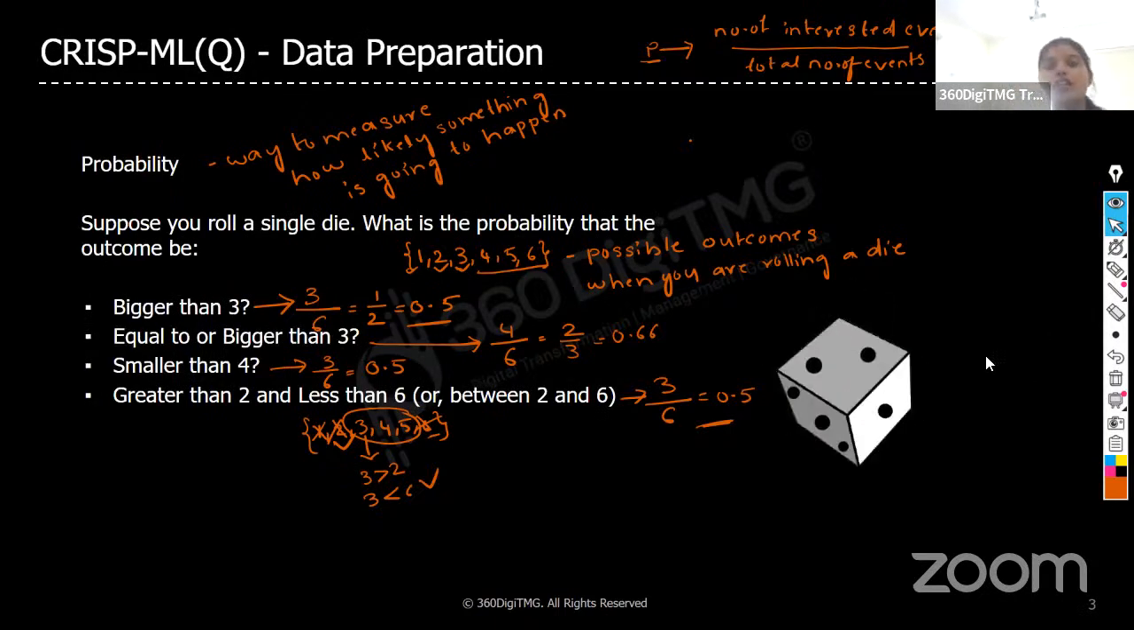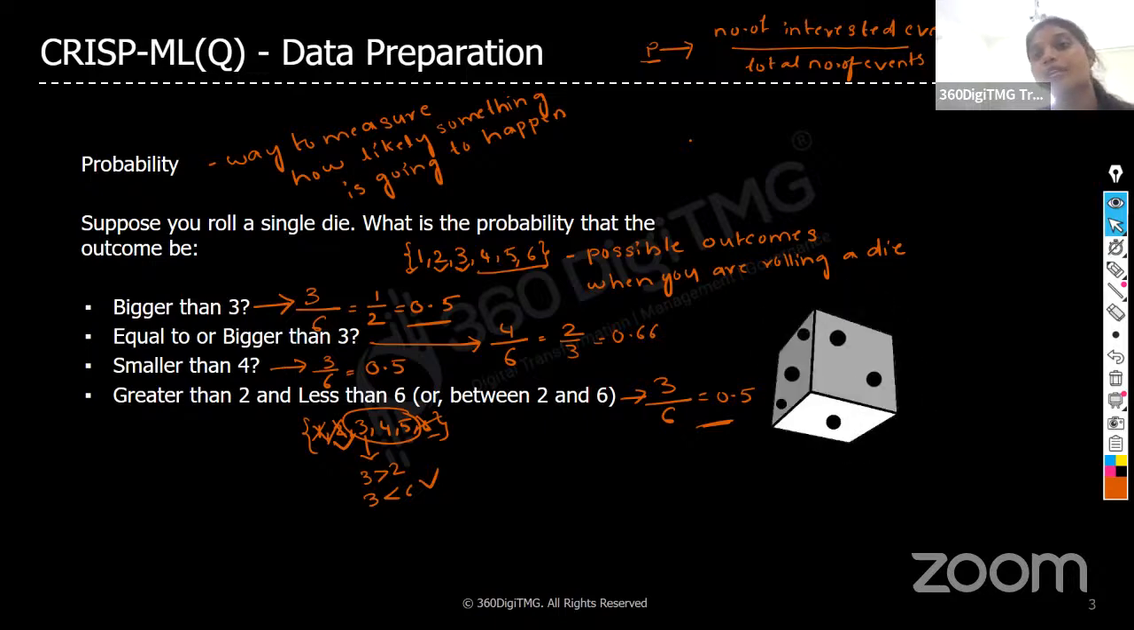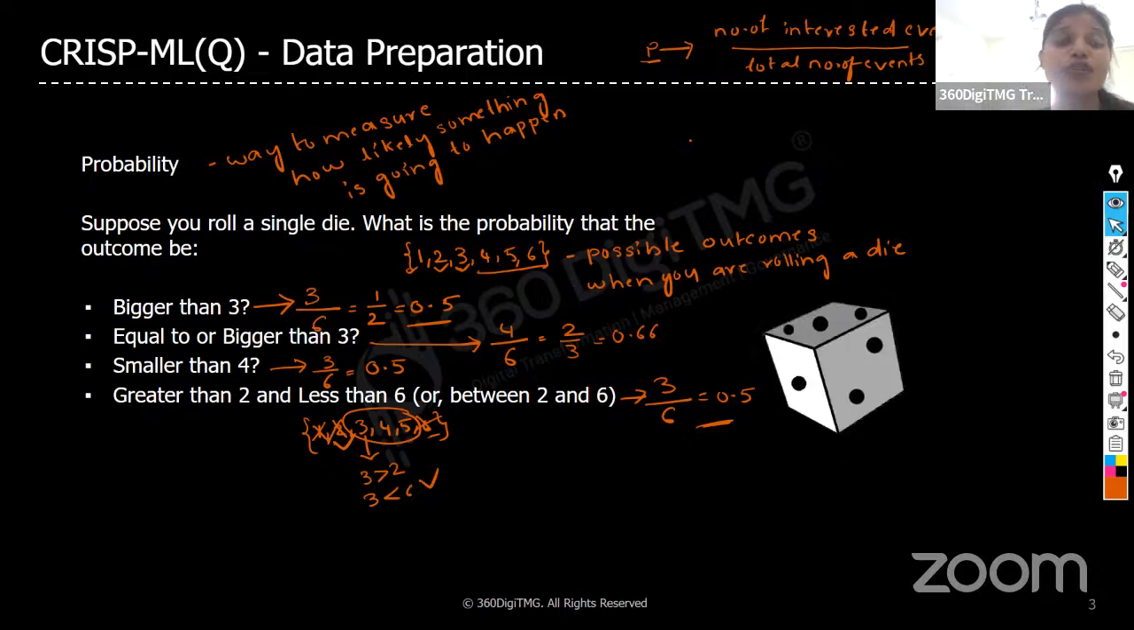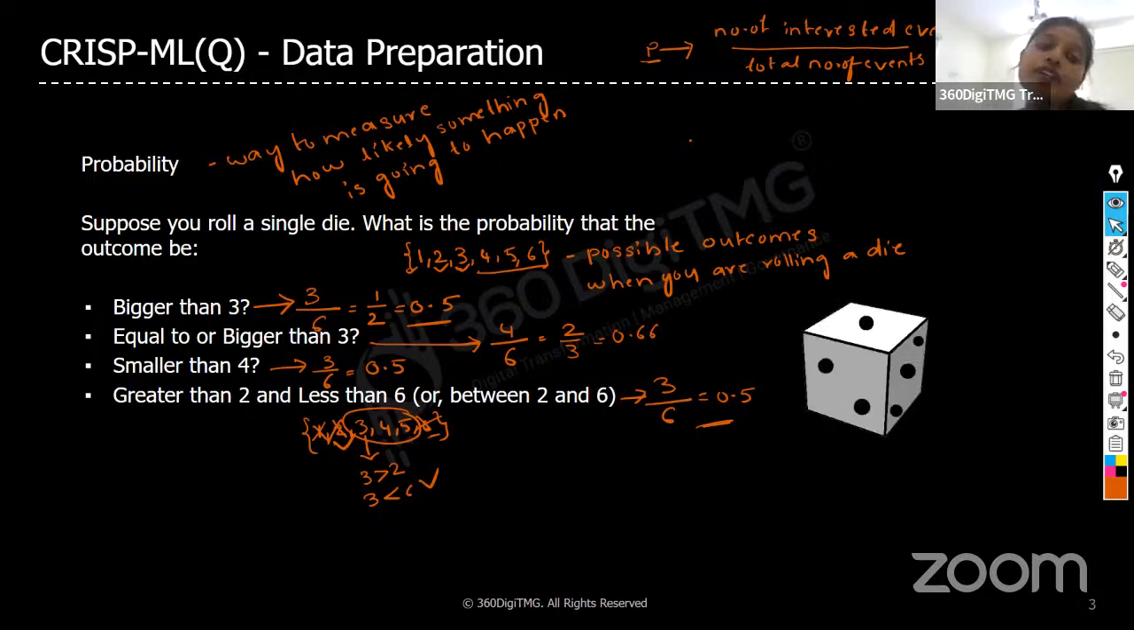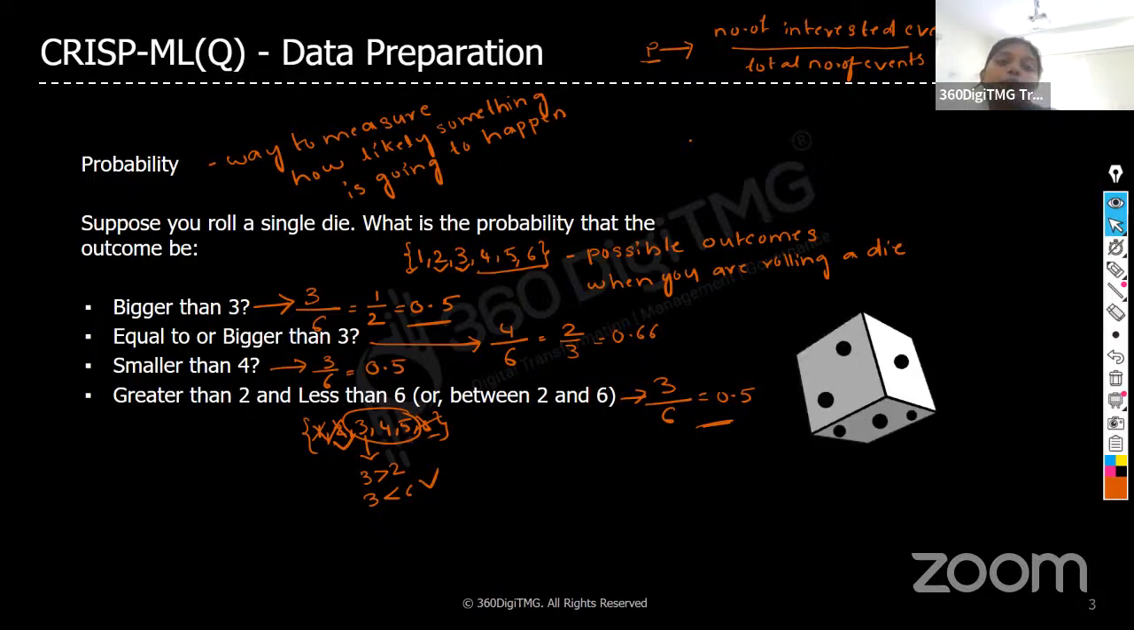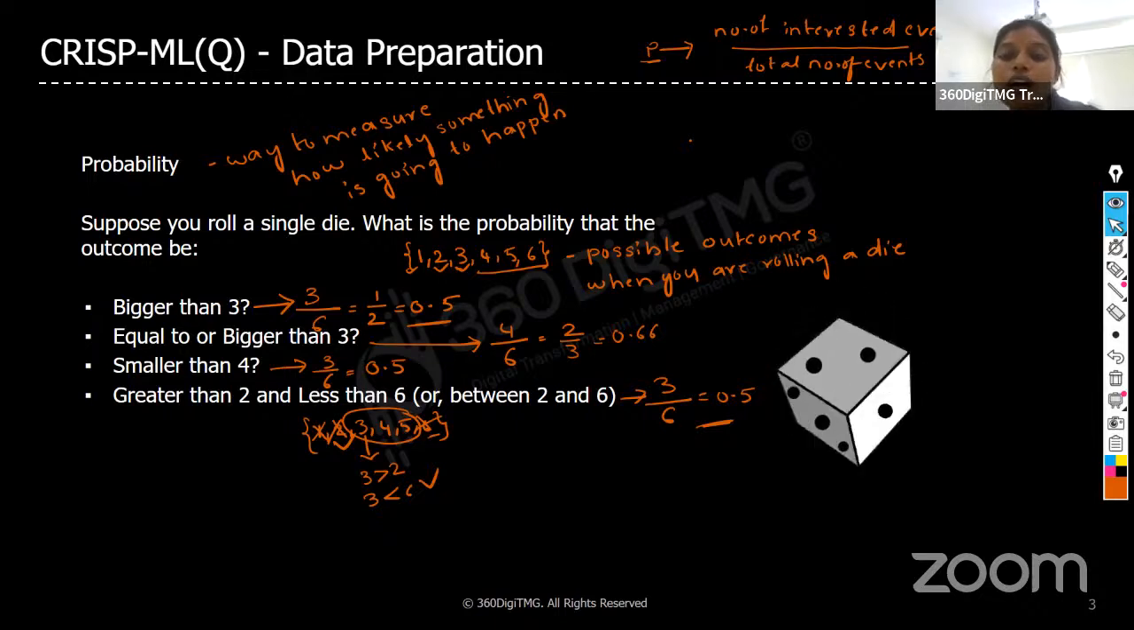So what did we see? Probability is nothing but a way to measure how likely something is going to happen. And also probability can be calculated with the help of the formula number of interested events divided by total number of events. And here we have an example like we are rolling a single die. When we are rolling, there are different possible outcomes present. So outcomes are 1, 2, 3, 4, 5, and 6.